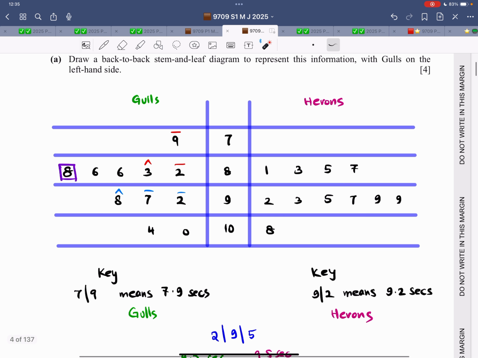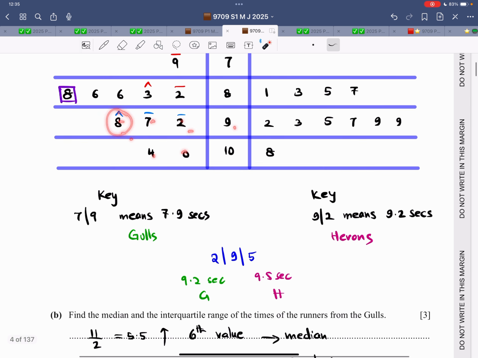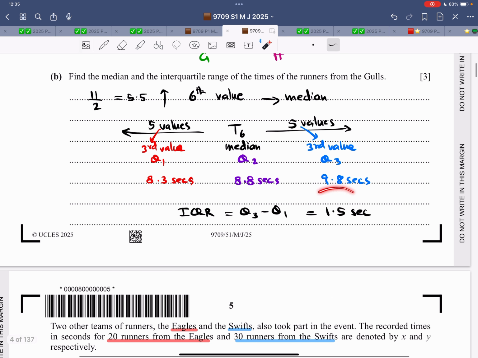So let's have a look. 1, 2, 3, 4, 5, 6. 8|8, 8.8, that's the median. 1, 2, 3, 4, 5. This is the third one. 3|8, that means 8.3. That's the lower quartile. 1, 2, 3, 4, 5. This is the third one. 8|9 is 9.8. That is the upper quartile. Interquartile range is upper minus lower. We get this value.